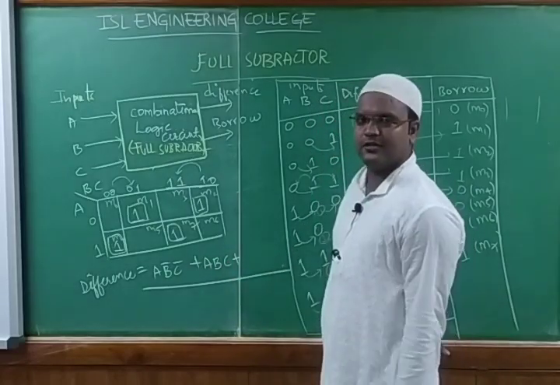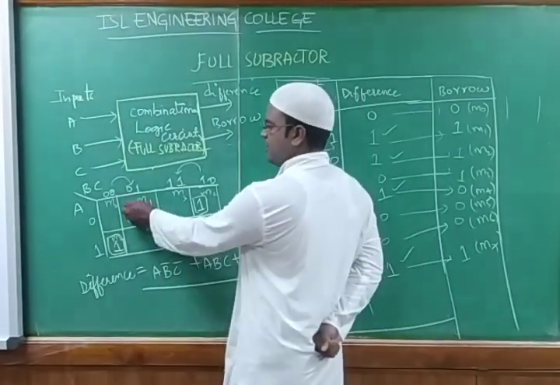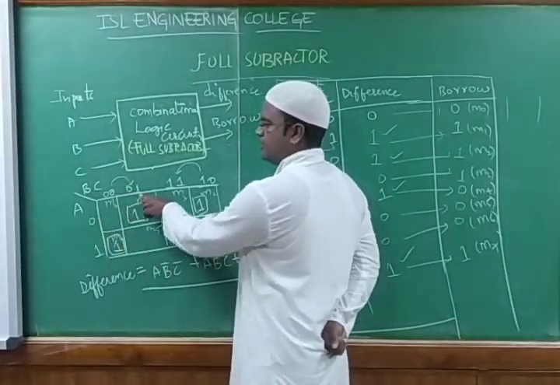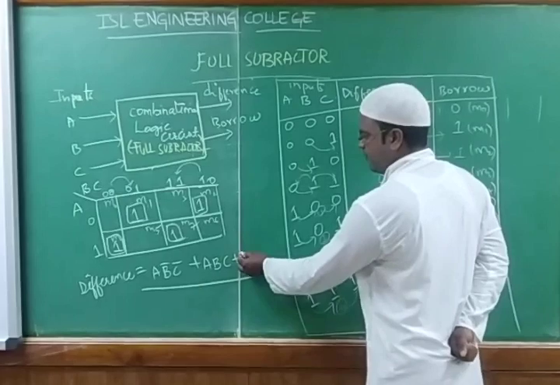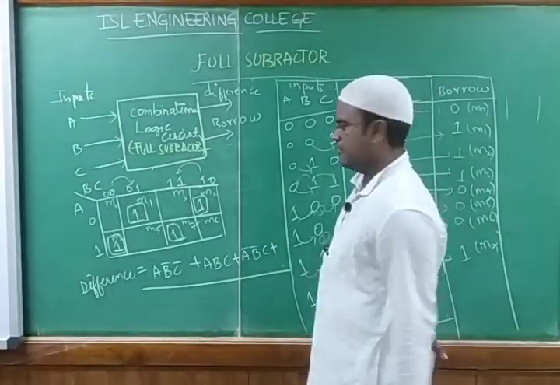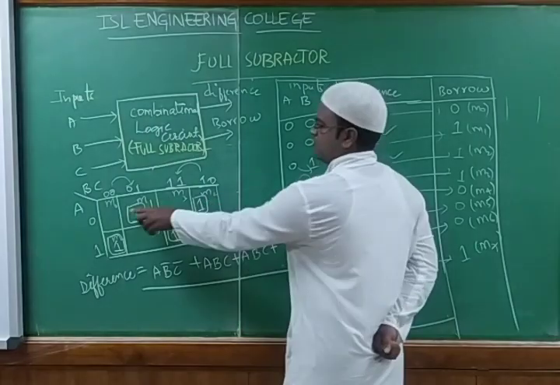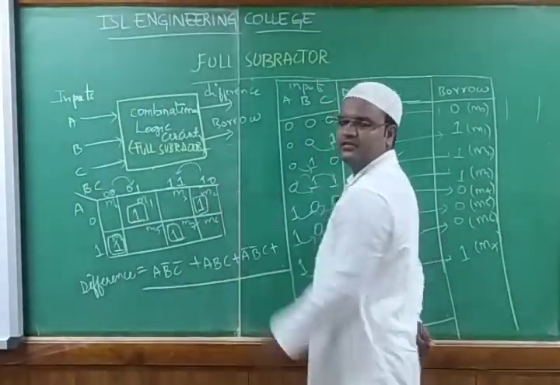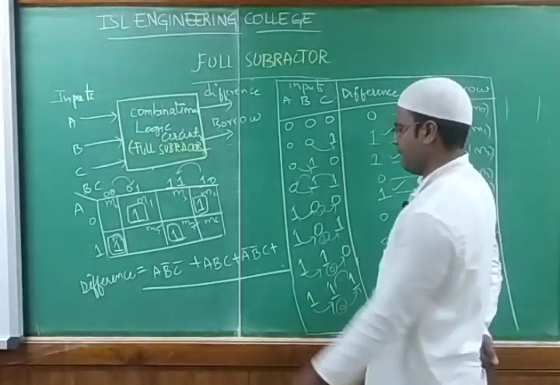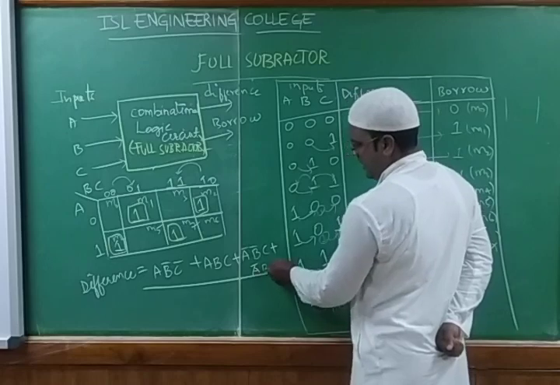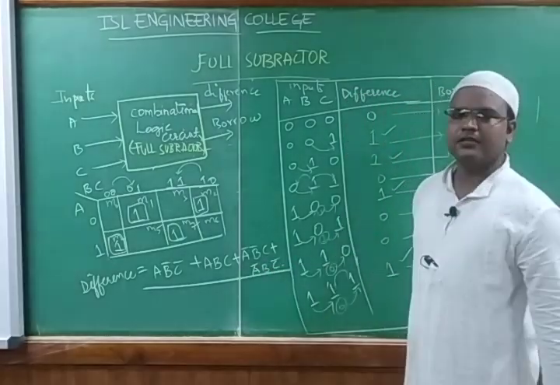That means ABC. Likewise, I can go for the next combination of bits. What bits do I have here? A is 0, B is 0 and C is 1. So 0 means complement: A complement, B complement and C. Plus, next this one. Again A complement because it's 0, B is 1, C is 0. So I write A complement, B and C complement. This I got.